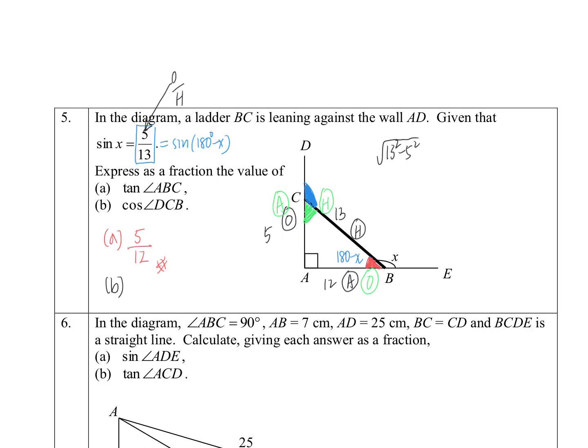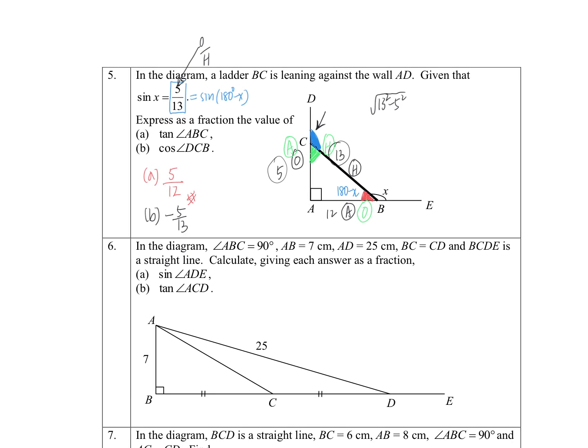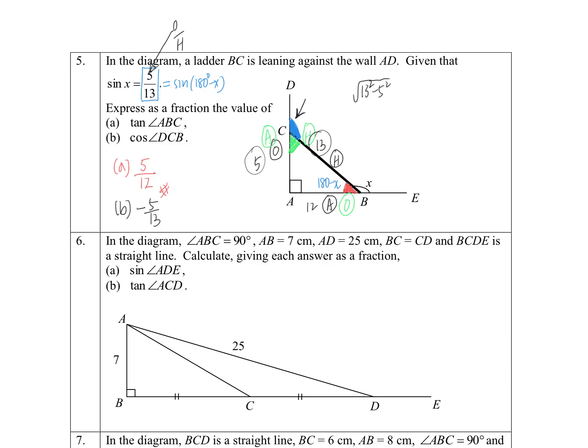What is cosine DCB? Negative 5 over 13. Because this is A, this is H, but because what I'm truly finding is the obtuse angle, beside it, you need to add a negative sign in front of it. So that is it. You find tangent the same way, but if it's obtuse, add negative for cosine and tangent. Okay, add negative for cosine and tangent. This is quadrant 1.